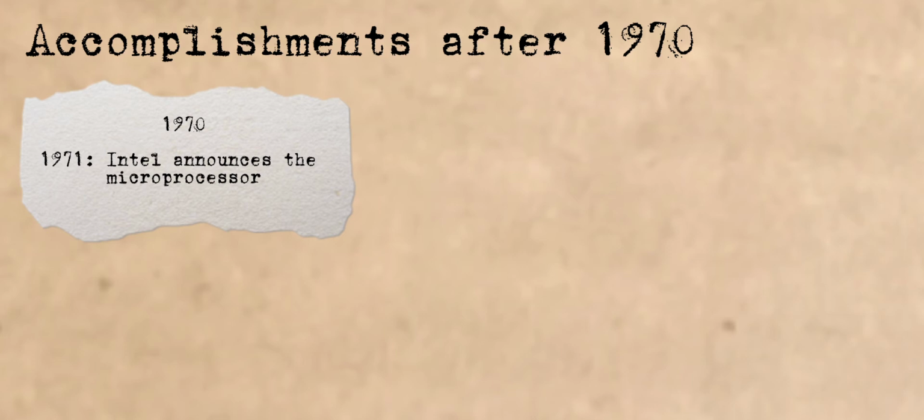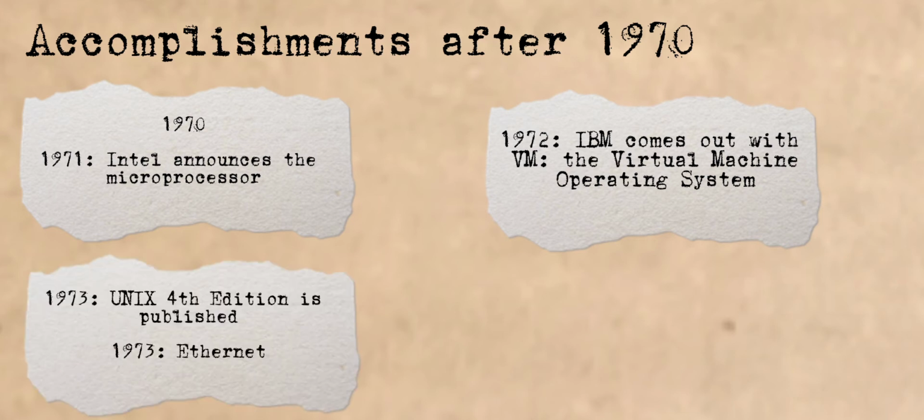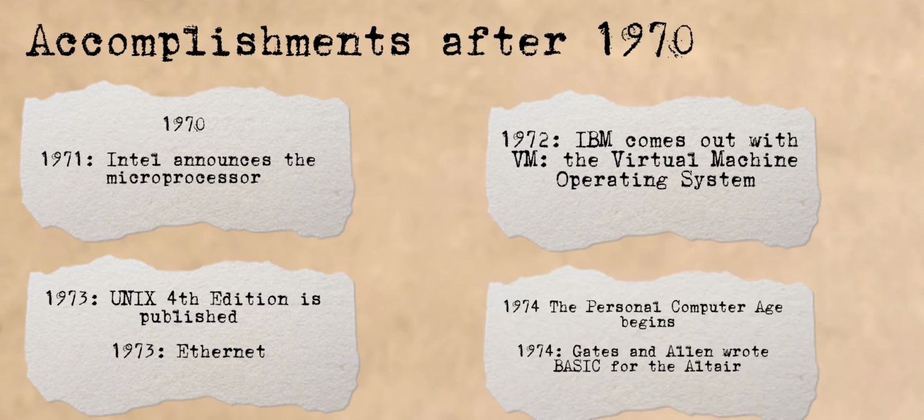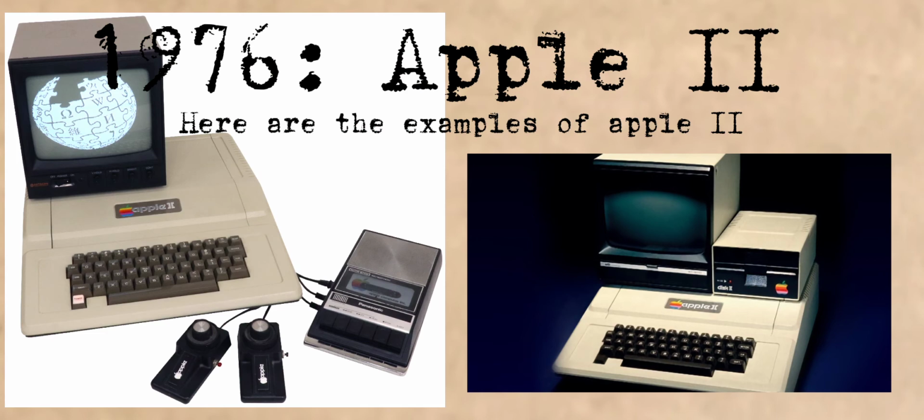1971, Intel announces the microprocessor. 1972, IBM comes out with the Virtual Machine Operating System. 1973, Unix 4th edition is published. 1973, Ethernet. The 1970s, the personal computer age begins. 1974, Gates and Allen wrote BASIC for the Altair. 1976, Apple II. The Apple II is an 8-bit home computer and one of the world's first highly successful mass-produced microcomputer products. Here are examples of the Apple II.